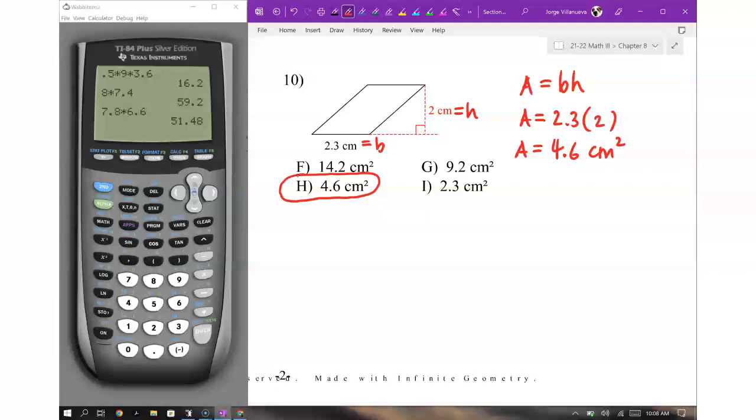So just as easy as squares and rectangles, right? Just multiply the base times the height. That's all you've got to do.